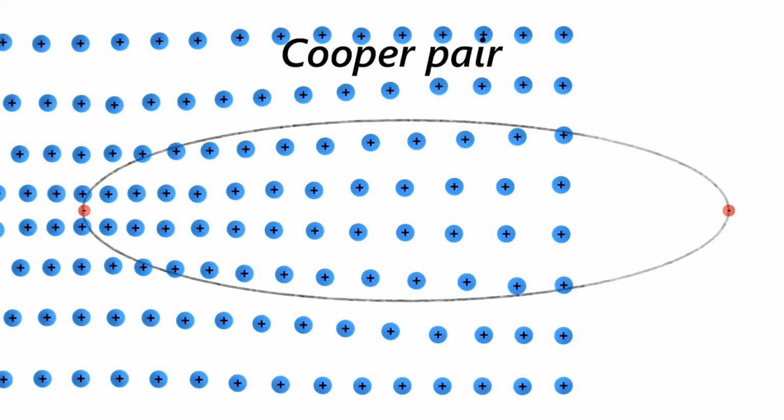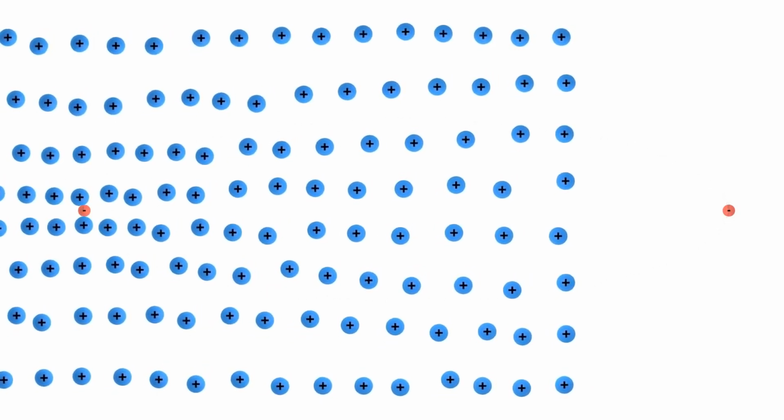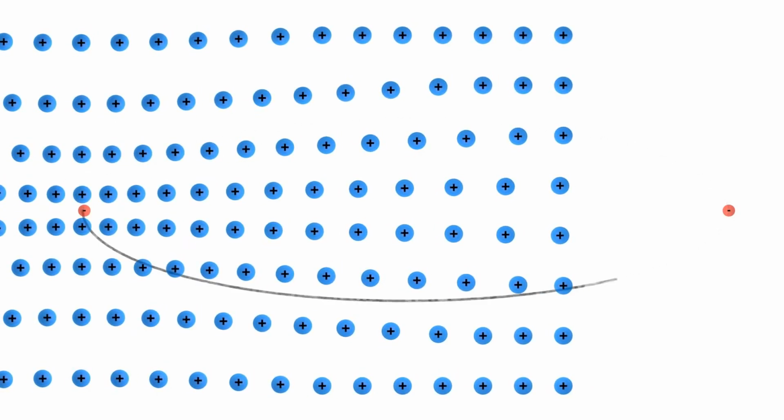But this bond is extremely weak, and even thermal vibration will break it. That's why we needed the liquid helium. When two electrons go into a Cooper pair, something interesting happens.